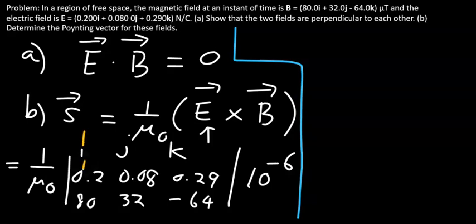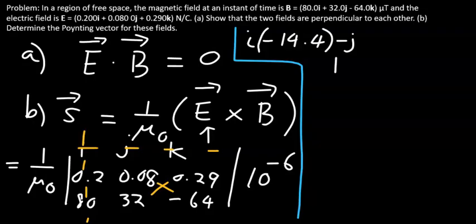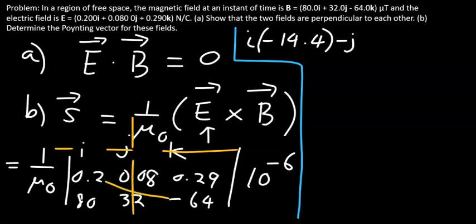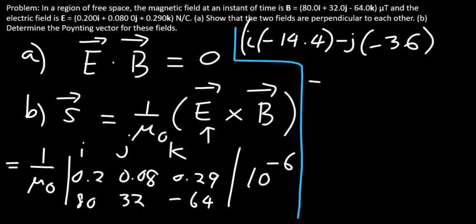So let's calculate the x component by crossing out i hat in two mutually perpendicular directions. So this times this minus this times that. So for the x component, you have minus 14.4. Now let's do the j, or the y component. The minus is from the formula itself. So crossing out the j in these two directions and taking this times this minus that times that, you get minus 36. And finally, for the z component, again you cross out the k in mutually perpendicular directions.